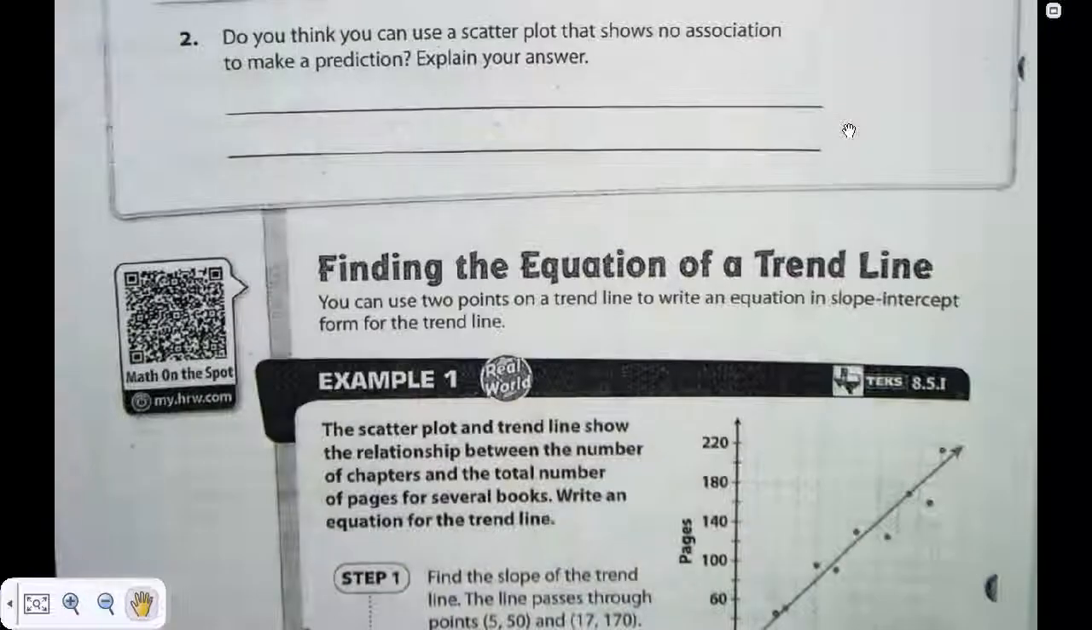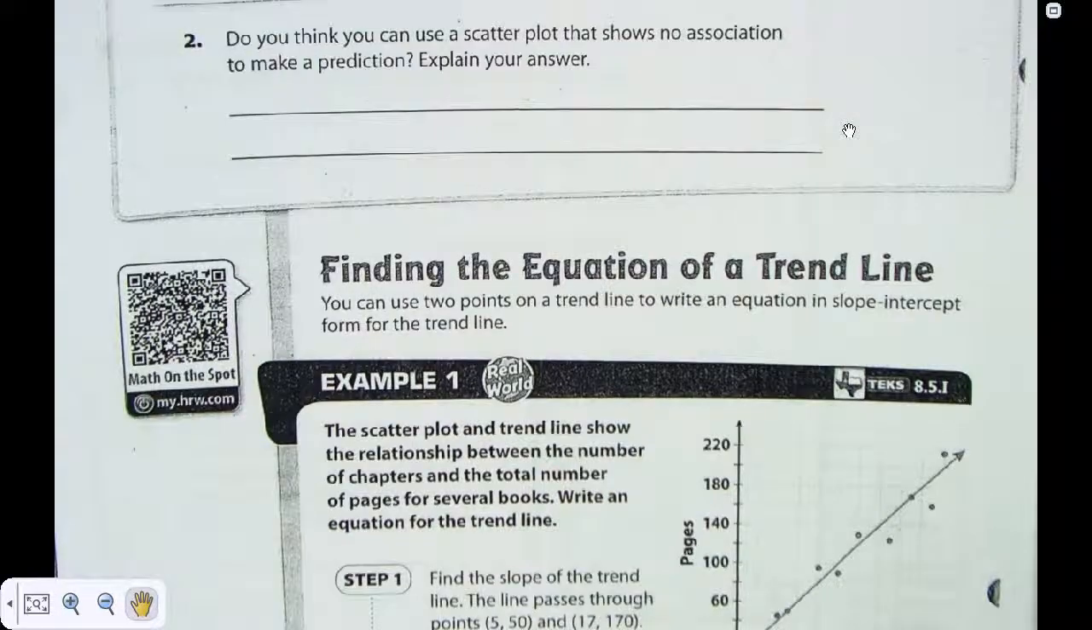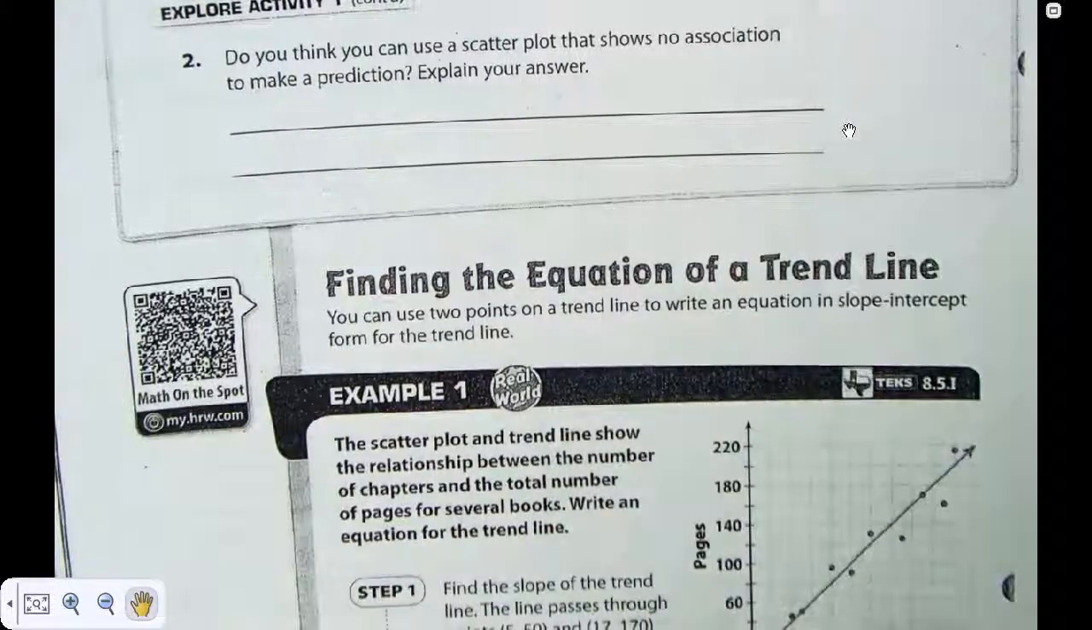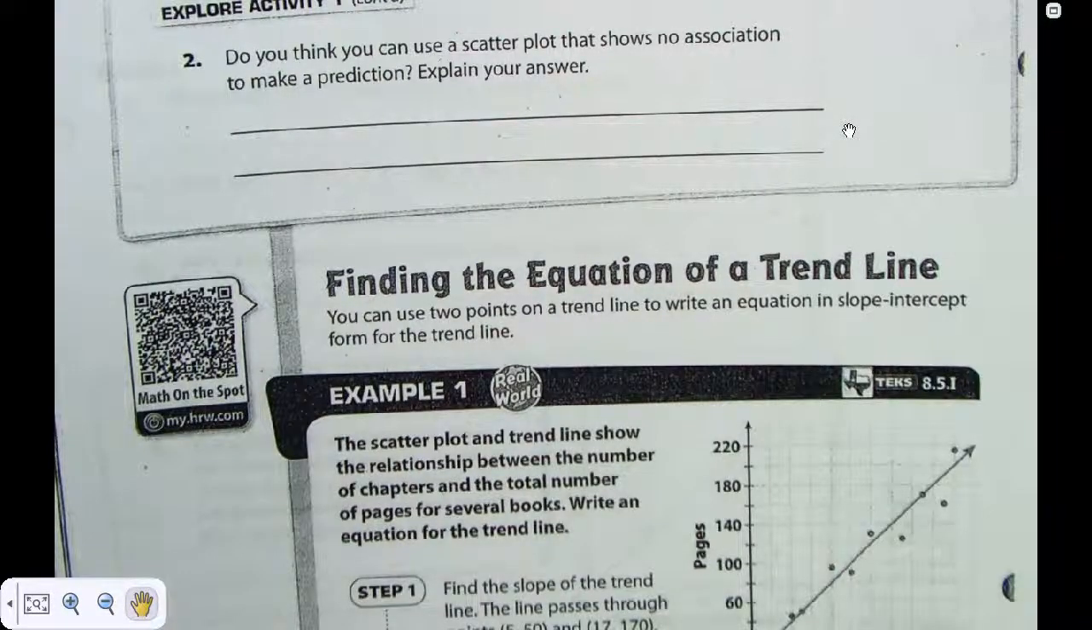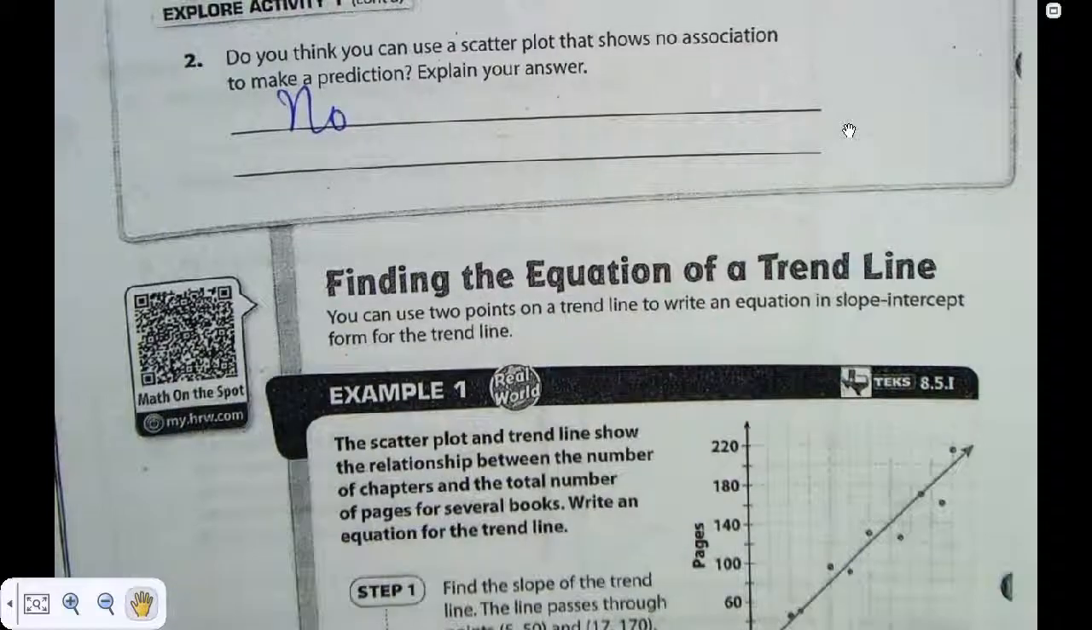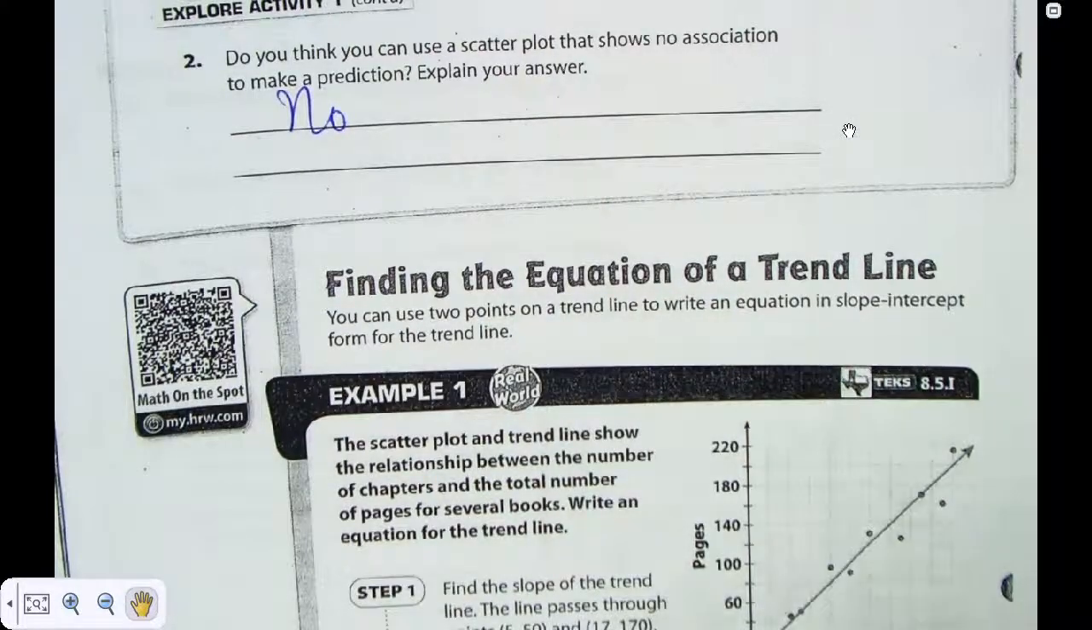All right, page 402. If you had a graph that had no association like the other one did that we just saw, would there be a way that you could make a prediction? If the points are all over the place, could you make a prediction about what might happen? No. You don't have anything to go by. Okay, now we're gonna learn how to write the equation.